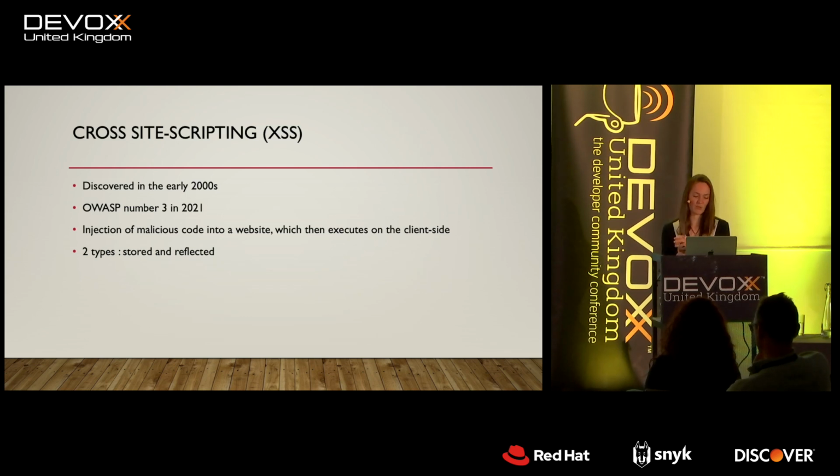And then there is the second one, which is the reflected one. This one is trickier to use to affect a lot of people at the same time, but it's still a very important one. It's more about injecting directly in the fields. For example, if you have some URL parameters, you put the malicious code there, and you send a link to a user who will then click on the link and get hacked.